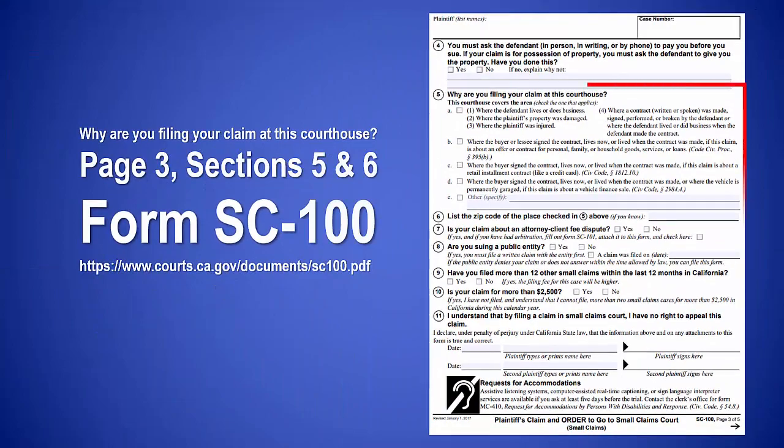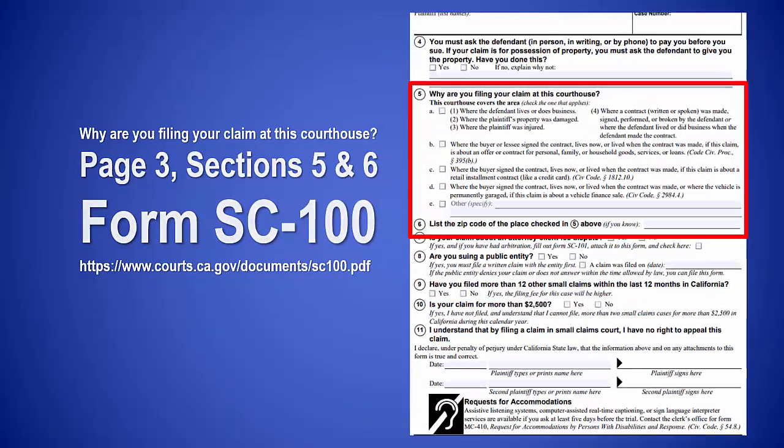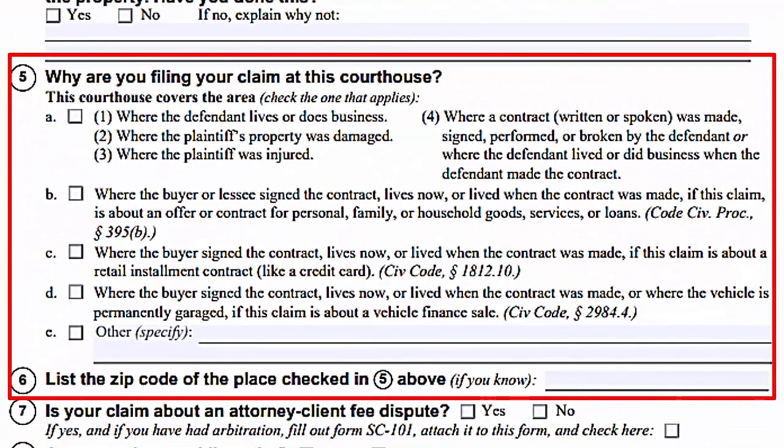Page 3, Sections 5 and 6. You will need to determine where to file your small claims case. Generally, where you file will be based on where the defendant is located or where the events happened. Read the options and determine which applies to you. Check off either box A, B, C, or D. In Section 6, list the zip code of the city you based your selection on. If you are not sure where to file your small claims case, consult the Small Claims Advisory.